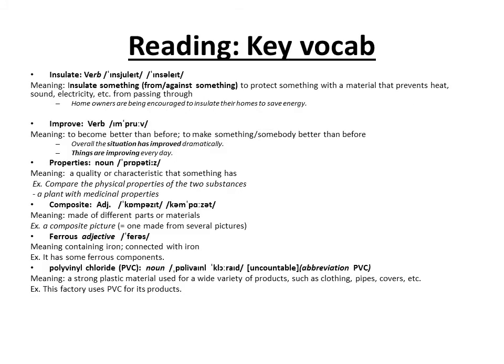Okay, now let's move to the reading part. First of all, let's have a look at the key vocabulary for today. Number one, we have the word insulate. It means to protect something with a material that prevents heat, sound, electricity from passing through. Then we have the word improve, to become better. Then we have the word properties, which means a quality or characteristic that something has. Then we have composite, or composite, both are correct, which means made of different parts or materials.